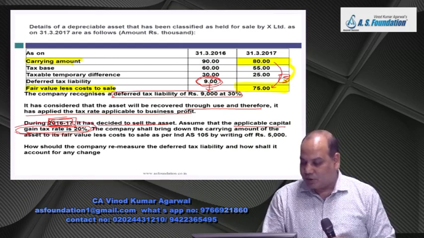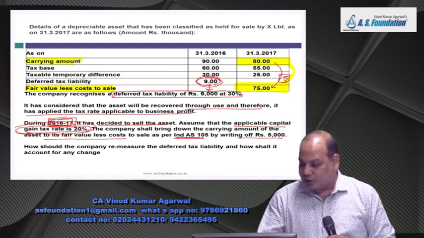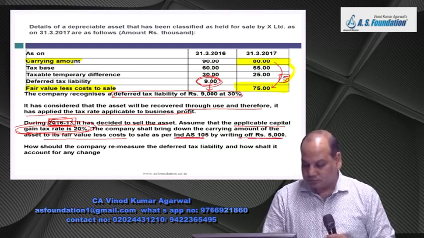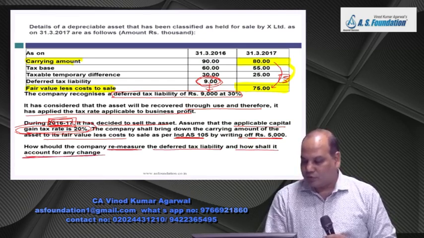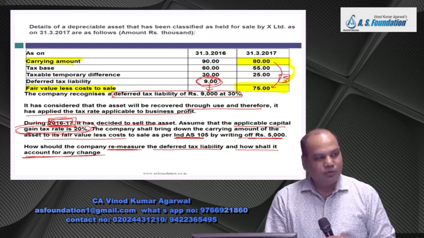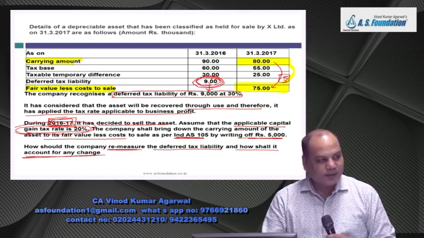The company shall bring the carrying amount of the asset to its fair value less cost to sell as per Ind AS 105 by writing off 5,000. How should the company remeasure the DTL, and how shall it account for any change? So what I need to do, I need to recalculate my DTL. Right now it is 9.